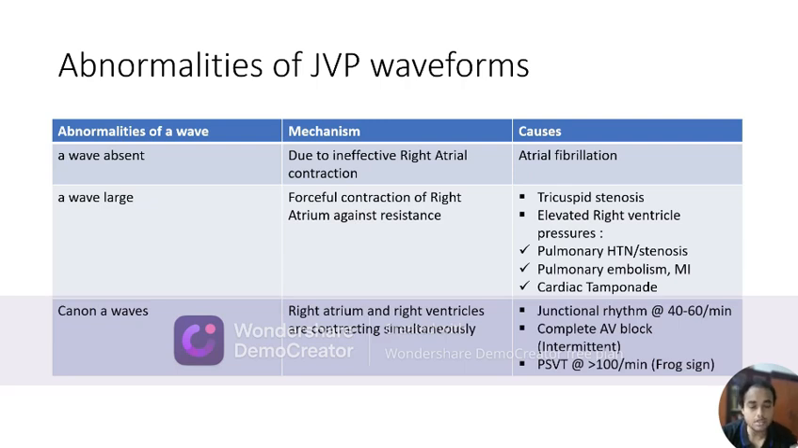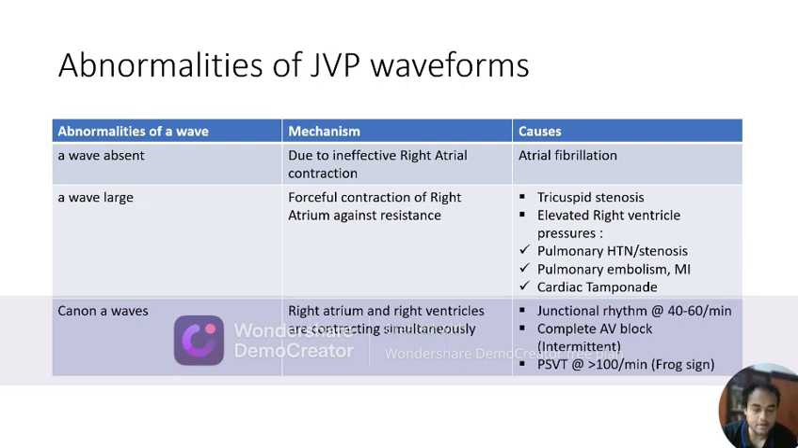However, in junctional rhythm, the rate of the Cannon waves is similar to the rate of impulse generation at the atrioventricular node, or the AV node, which is at the rate of 40 to 60 per minute. In case of a complete AV block, there are other pacemakers which may arise at the atrial or the ventricular level, which results in desynchronized contraction of the right atrium and the right ventricle, and intermittent Cannon waves may be produced when both the chambers contract simultaneously.